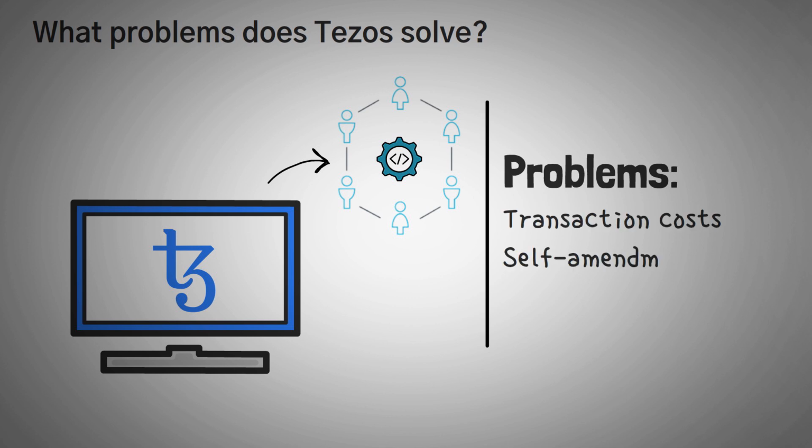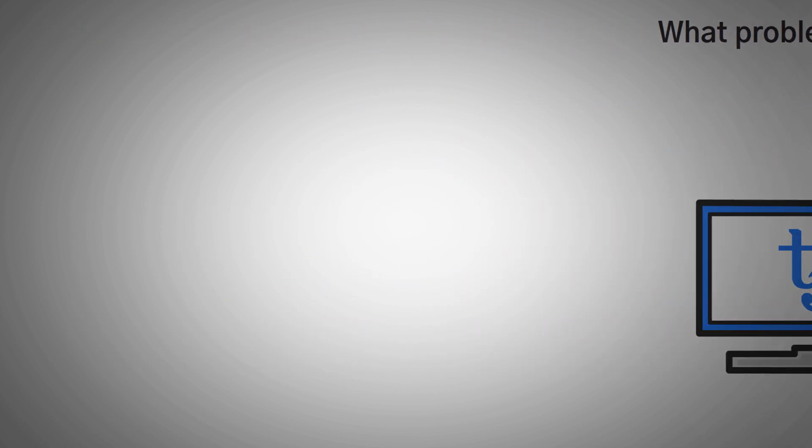Transaction costs, the self-amendment process, and smart contract issues are the biggest problems for DeFi, and a lot of this goes back to Ethereum's original proof-of-work architecture. Let's discuss how Tezos solves or improves each one of these.